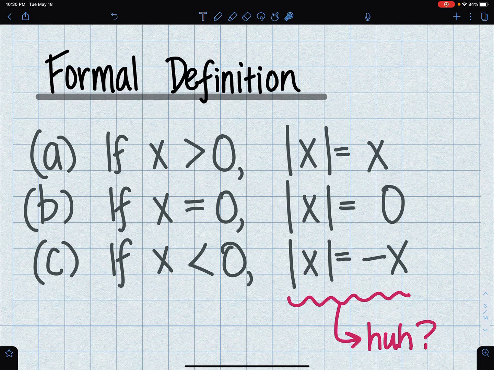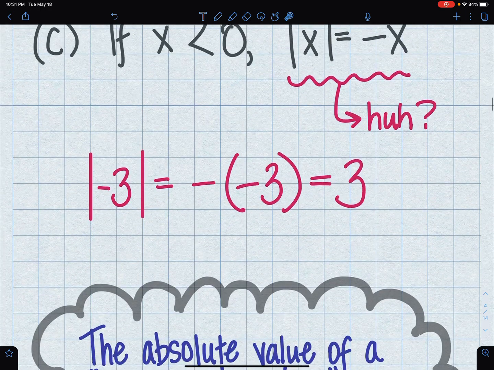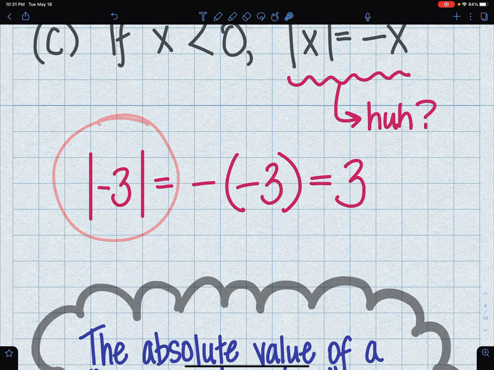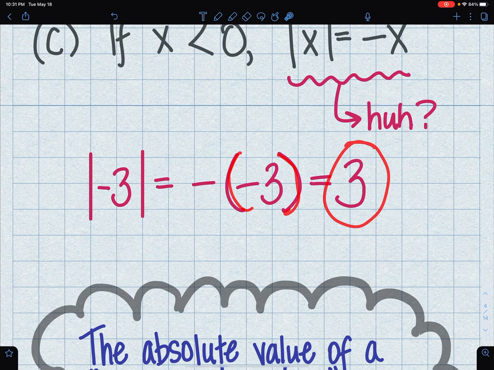Part C says the absolute value of x, if x is less than 0, so think about a number like -1, -3, -5, is negative x. So why? What does that mean? How can the absolute value of x be a negative number? Well, it's not a negative number. When they put a minus sign here, what they mean is this. If you've got the absolute value of -3, then they want the opposite of -3, which is +3.